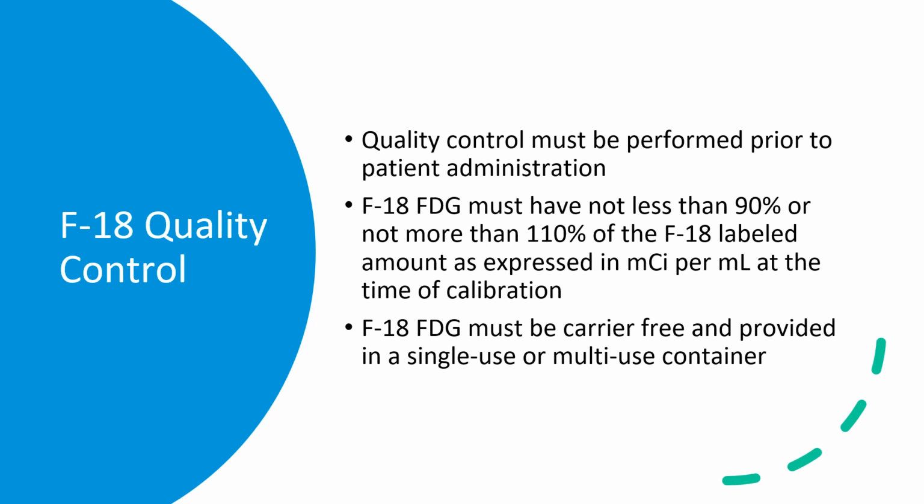Quality control must be maintained prior to patient administration. F18 FDG must have not less than 90% or more than 110% of the labeled amount as expressed in millicuries per milliliter at the time of calibration. It also must be carrier free. Carrier free means it's not carrying any other junk with it, any other chemicals, toxins, radionuclides. It needs to be pure. And this is provided in a single use or multi-use container.